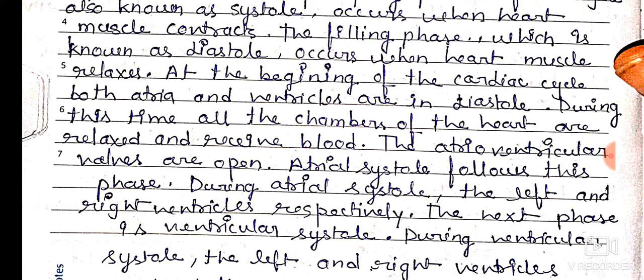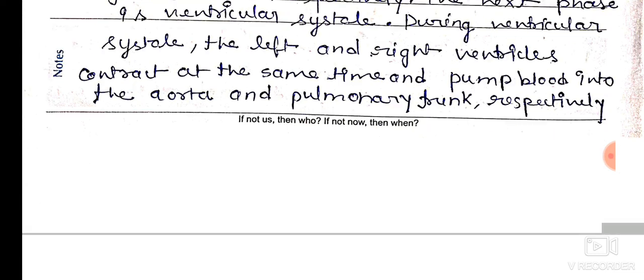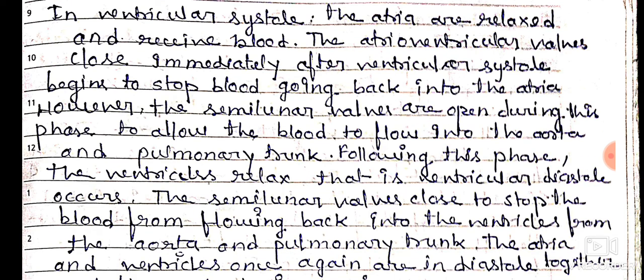The next phase is ventricular systole. During ventricular systole, the left and right ventricle contract at the same time and pump blood into the aorta and pulmonary trunk respectively. In ventricular systole, the atria are relaxed and receive blood. The atrioventricular valve closes immediately after ventricular systole begins to stop blood going back into the atria.